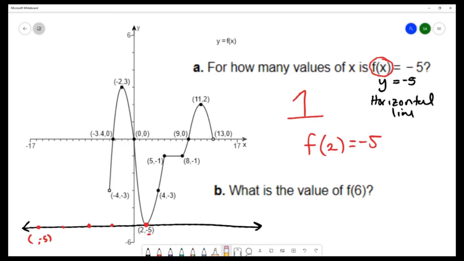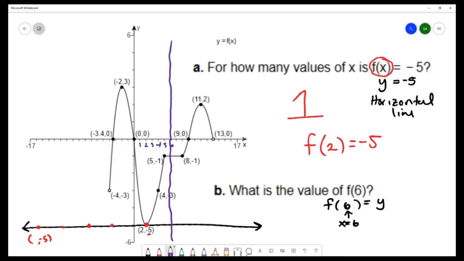Then the second part says, what is the value of f of 6? When we look at these symbols, what we should realize is that the number in the parentheses is the value of x. So we know that x equals 6, and f of 6 is referring to the y. So I'm going to draw this time a vertical line at x equals 6. So 1, 2, 3, 4, 5, 6. Here's 6. I'm going to draw a vertical line at 6.